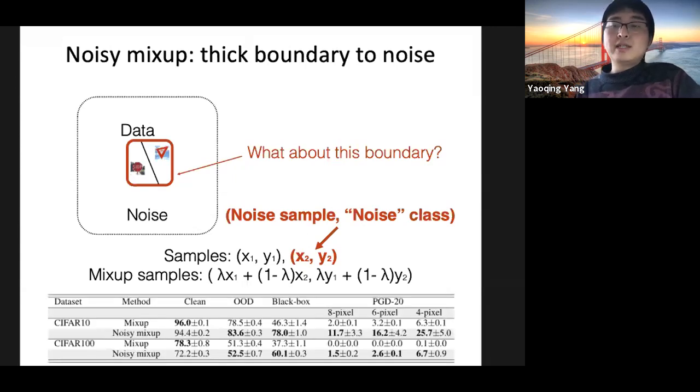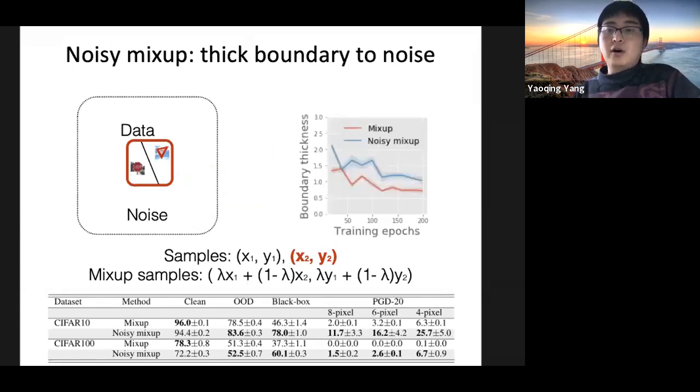We show that by mixing clean samples with pure noise, we can further increase the robustness of mix-up. As you can see here, noisy mix-up improves the robustness of ordinary mix-ups significantly. Also, we have measured the decision boundary thickness of noisy mix-up versus mix-up. We see that noise-augmentation can indeed increase this thickness.